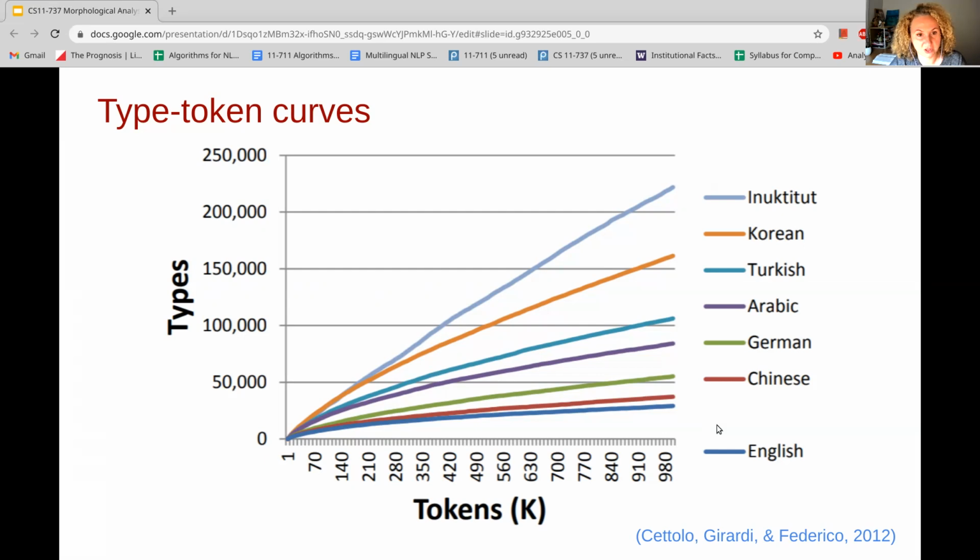The most morphologically rich in this drawing is Inuktitut, which is a polysynthetic language. It concatenates many morphemes together into single words, and on top of this, it has complex morphophonological processes between morphemes. So for Inuktitut, at 1 million tokens, it has approximately 225,000 types, compared to English, which for around 1 million tokens has only 30,000 types.